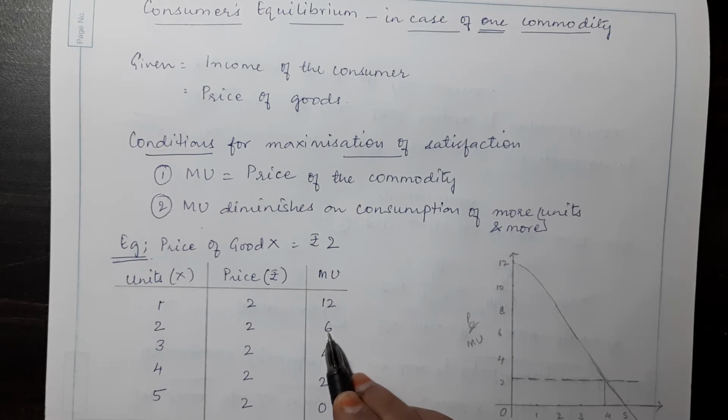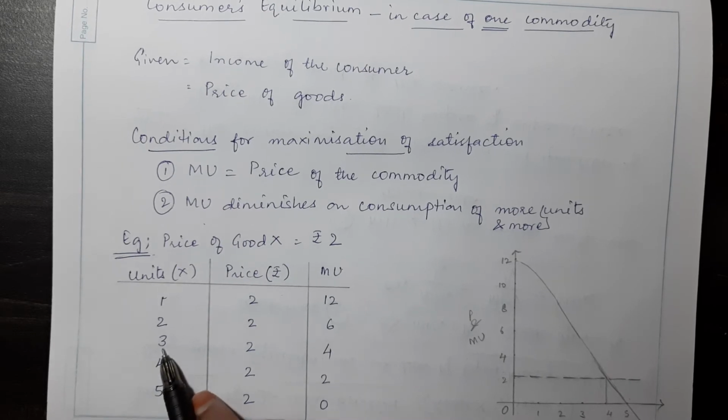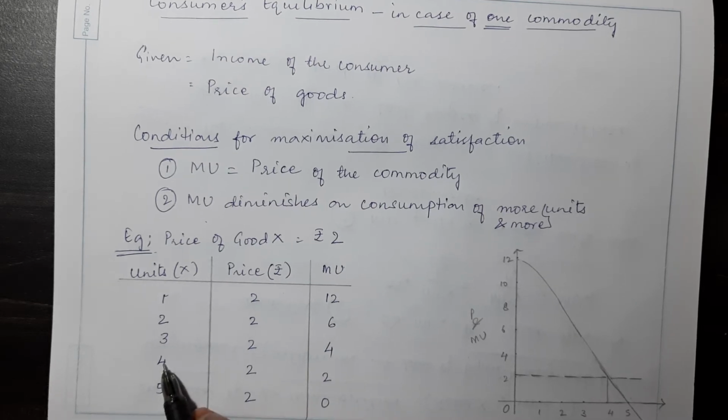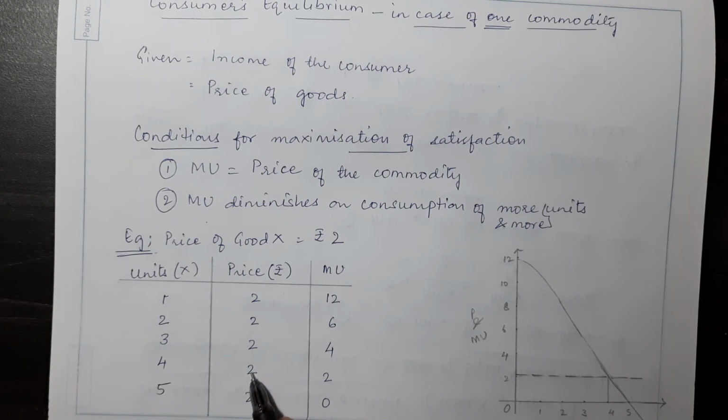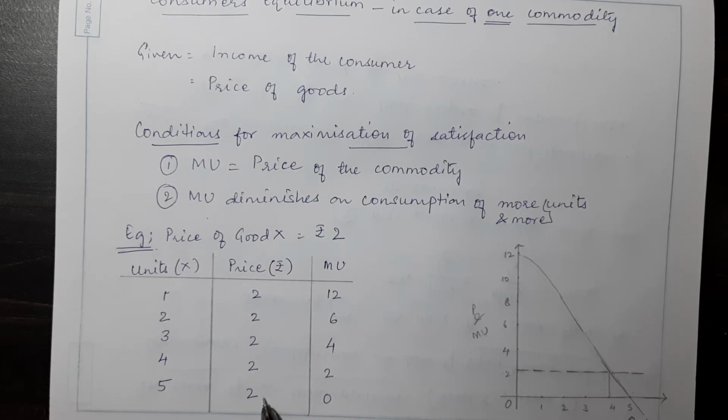Marginal utility is 6. On the consumption of the third unit, his marginal utility is 4 and the price is 2 per unit. On the consumption of the fourth unit, the price being the same, his marginal utility is 2. And on the consumption of the fifth unit, the price remaining constant, his marginal utility has become 0.